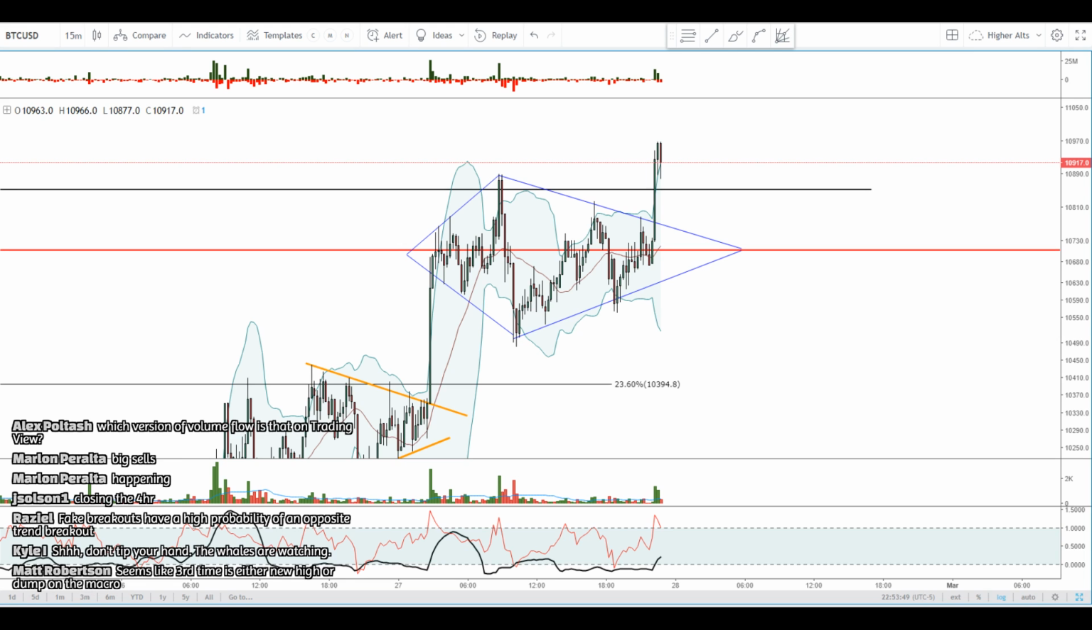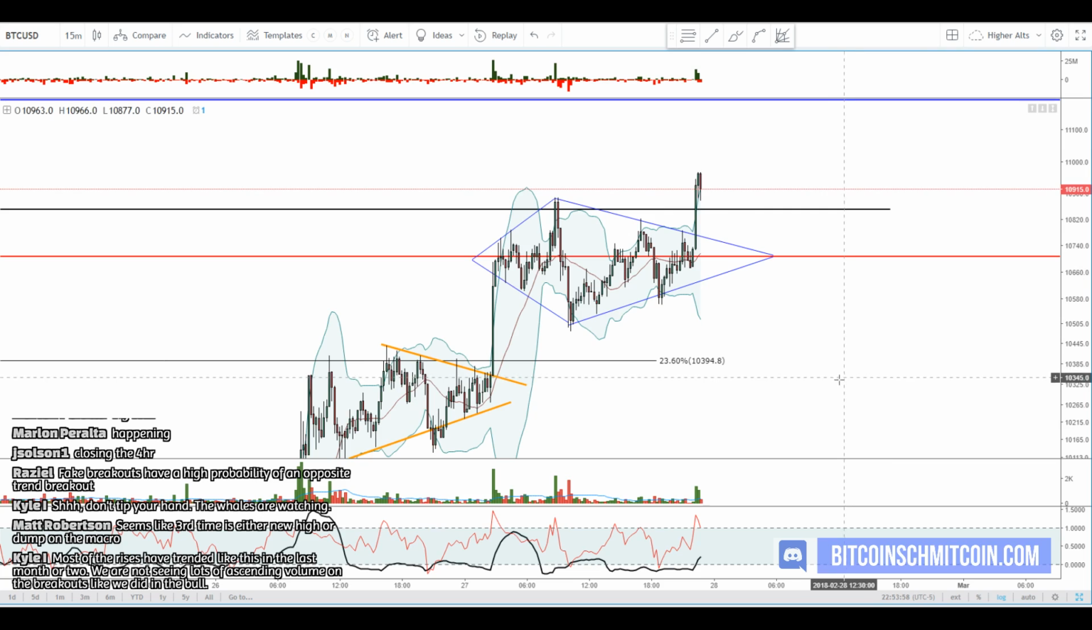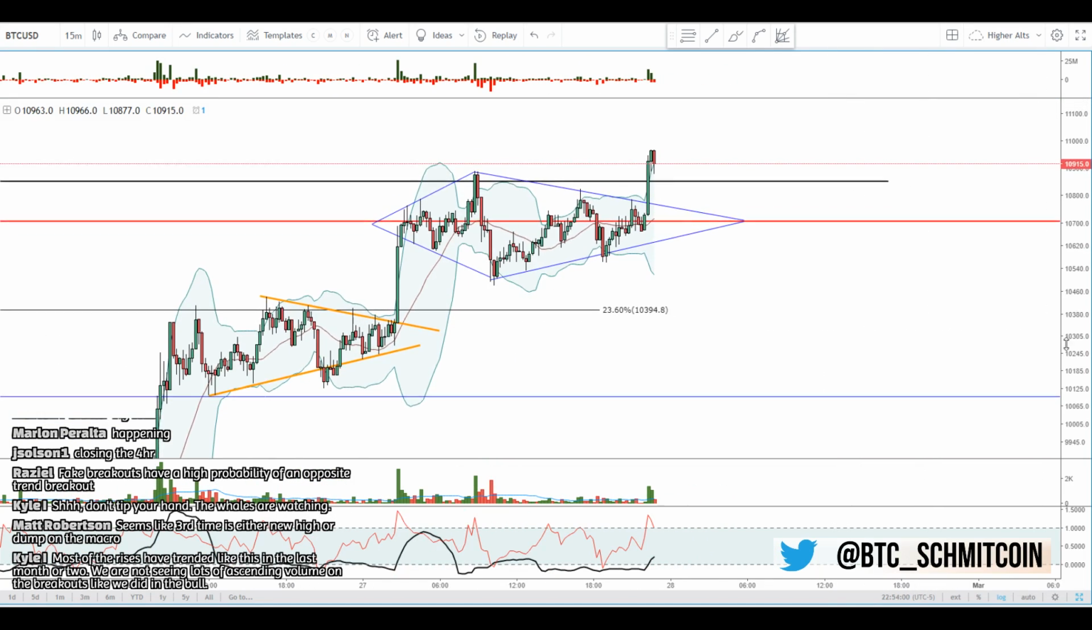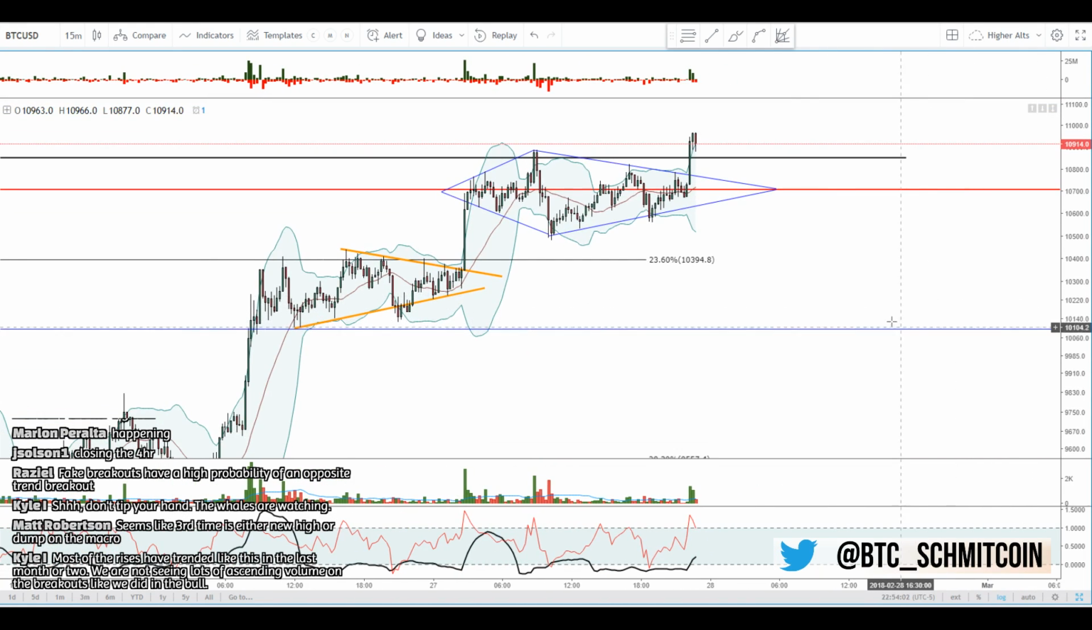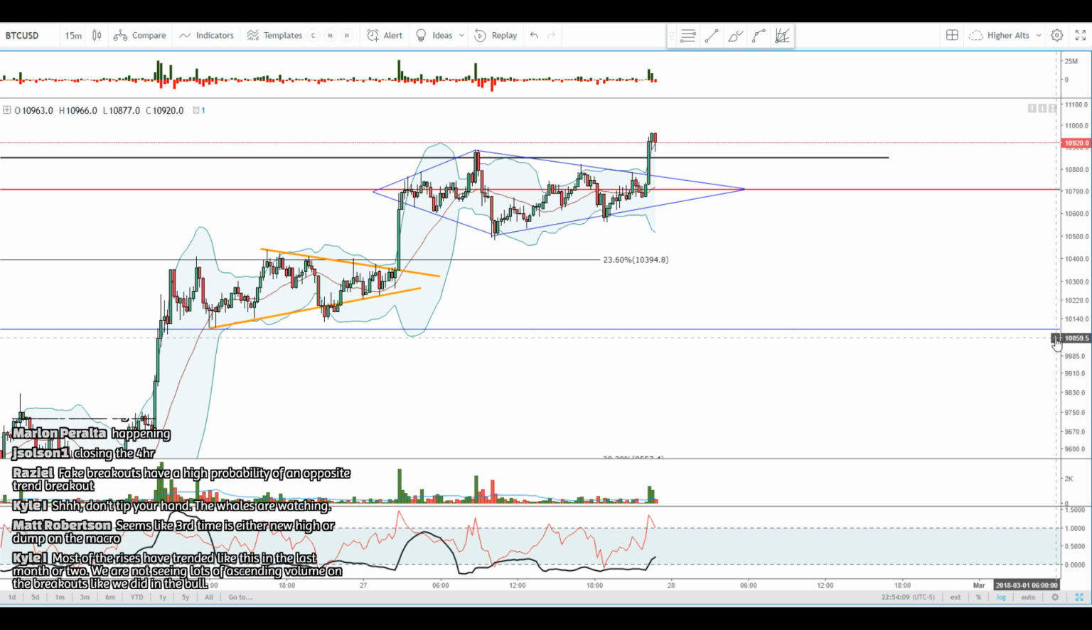Seems like third time is either new high or dump on the macro. Yeah, I agree. I mean, you can see it here. It's hesitating. Doesn't really know what it wants to do with its life. It's still living in its mother's basement. Most of the rises have trended like this in the last month or two. We're not seeing lots of ascending volume on the breakouts like we did in the bull.